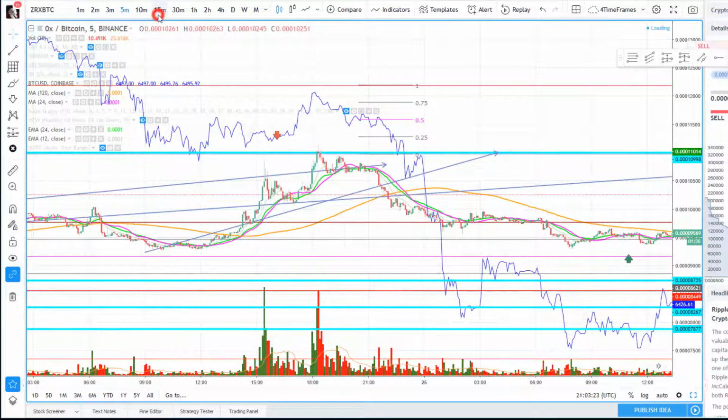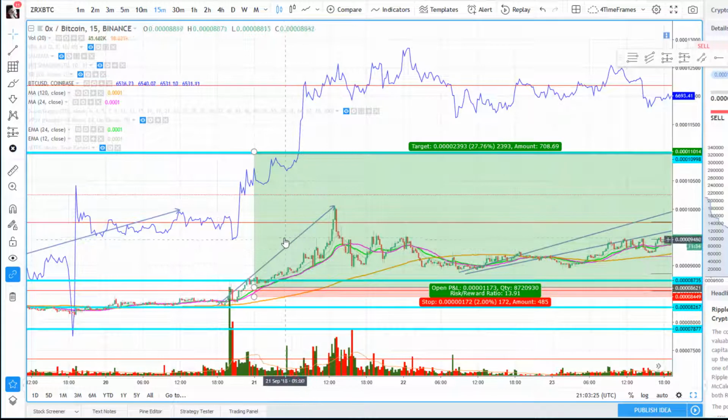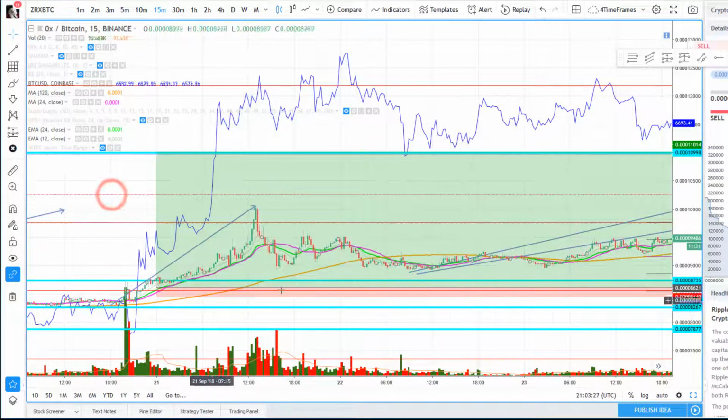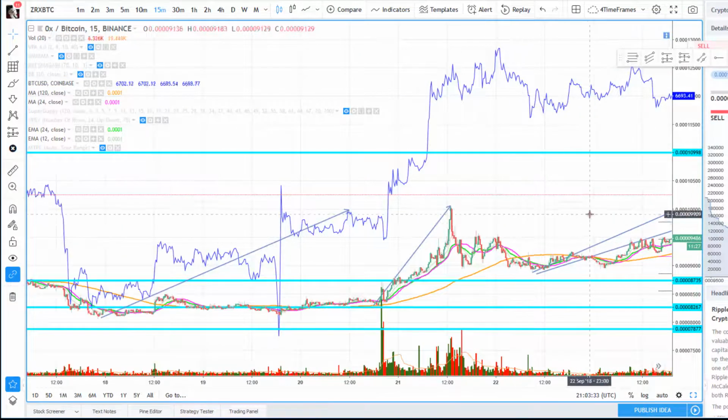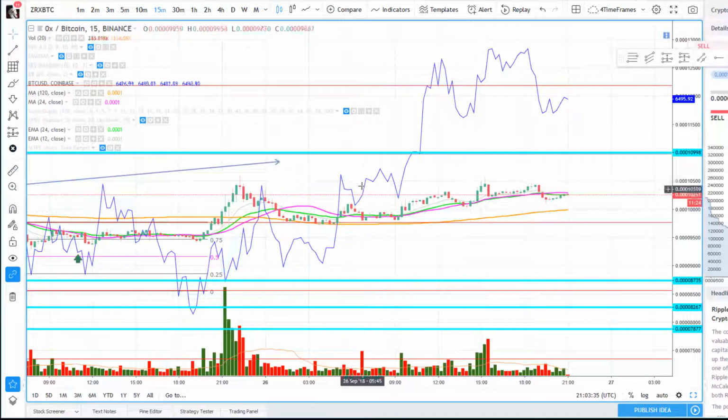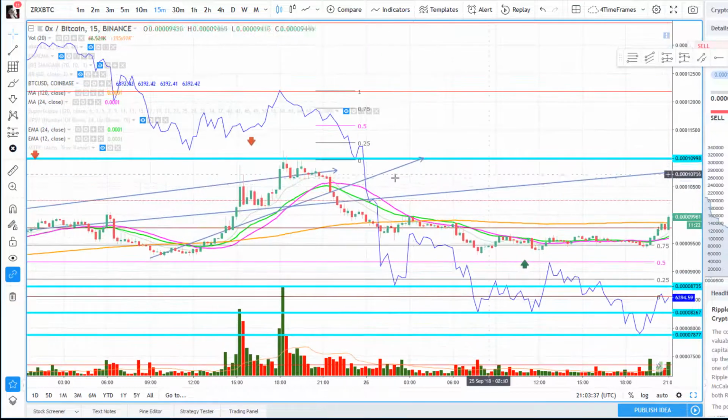This becomes even more apparent when you look at the 15-minute. 15-minute is even more clear. So if I just remove this position, so we go here. The 15-minute is even more clear.